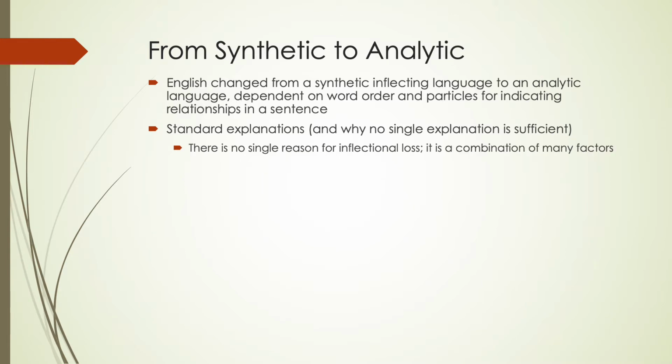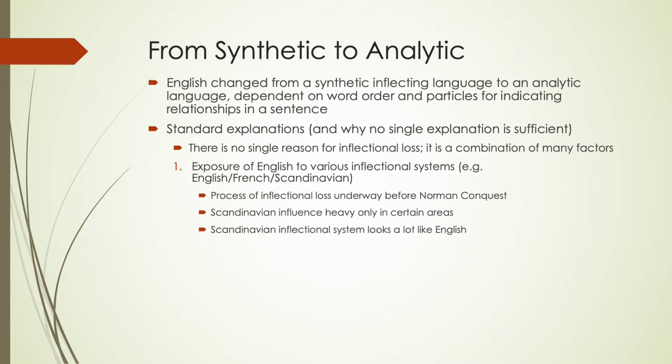So while there is no single reason, there is a combination of many factors, such as the exposure of English to various other inflectional systems. So we had our Old English inflectional system. We had a different one that we see in French, a similar but different one in Scandinavian. So we're starting to see this process of inflectional loss already happening in the end of the Old English time period before the Norman conquest. There is some Scandinavian influence in certain areas of English-speaking world at this time, but the Scandinavian inflectional system looks relatively similar to English, even though the French one was very, very different.